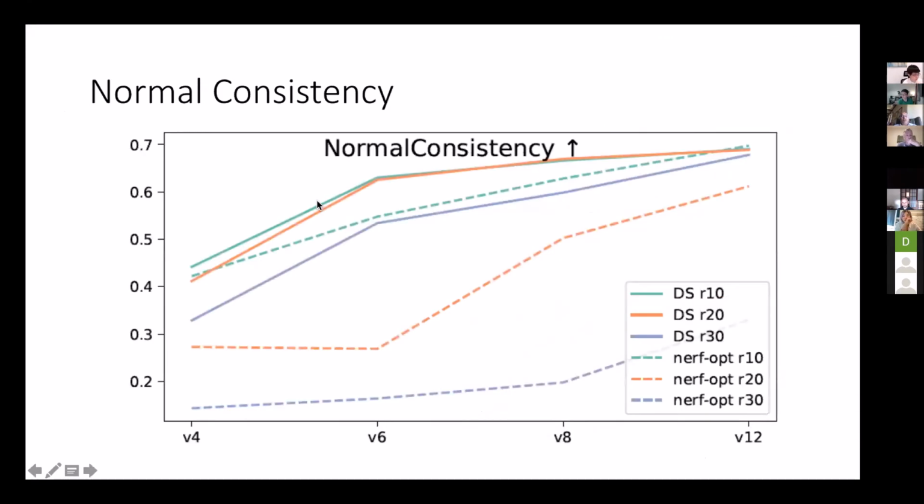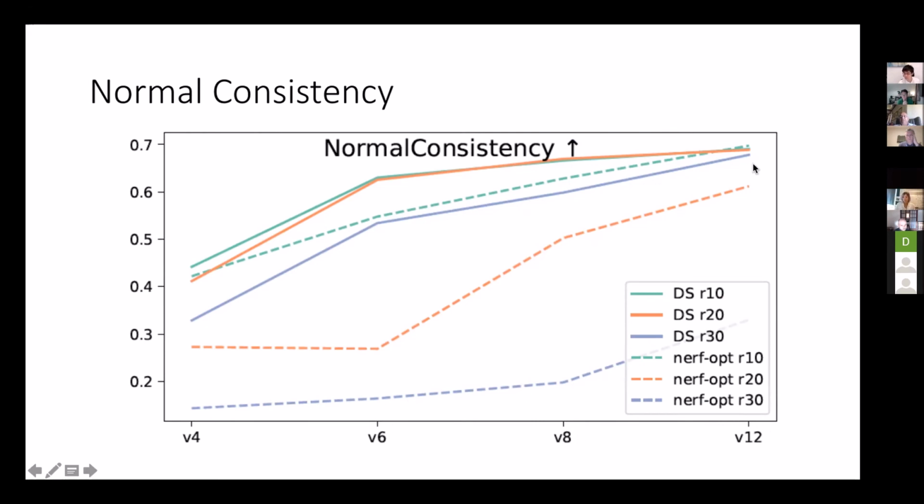And okay, here's another measure, which is normal consistency. So that was for shape. So this was in terms of sort of surface normals. And so the measure is with taking dot product. So higher is better. And again, you see the same characteristics. So the solid lines are our technique, dashed lines is NeRF.